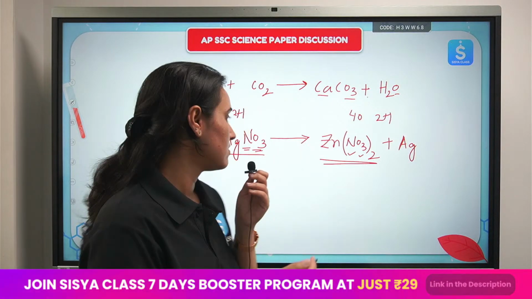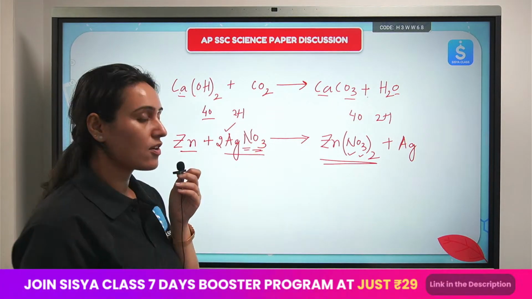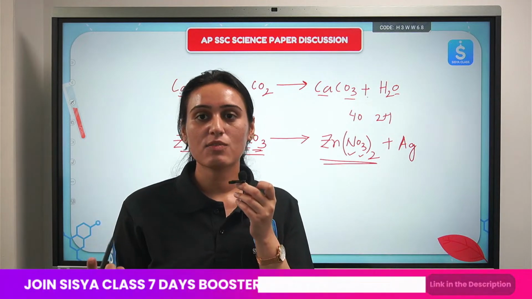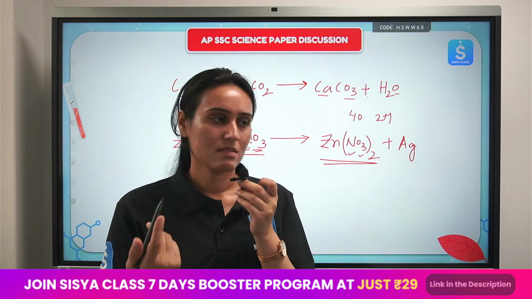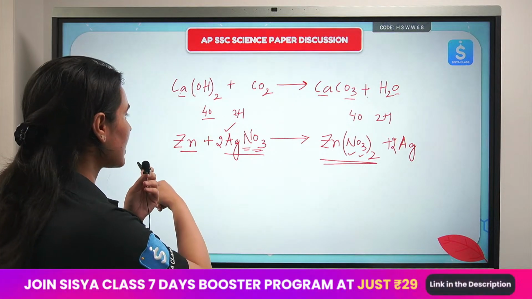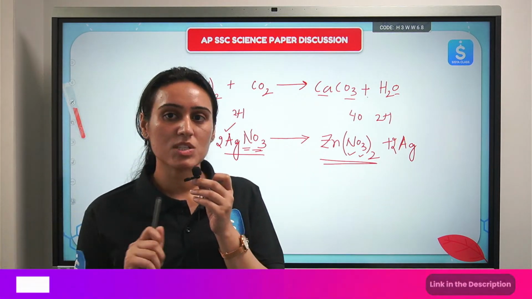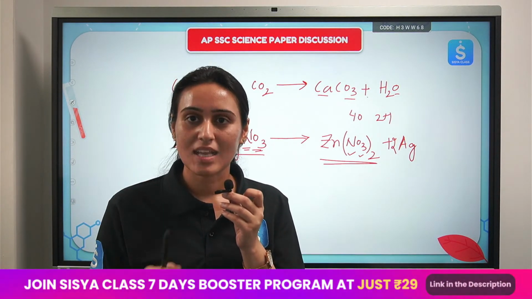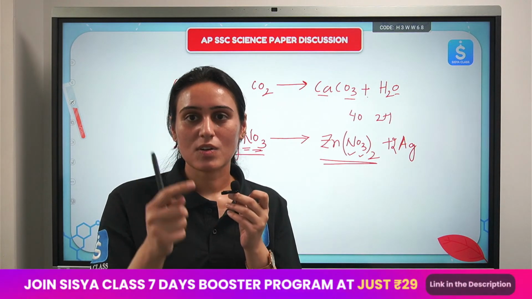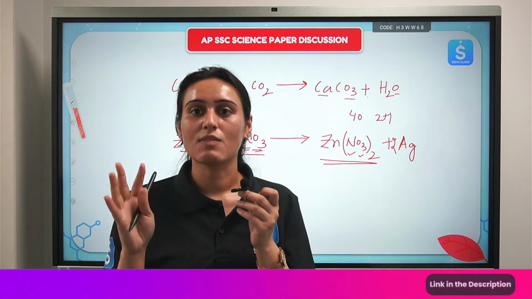But now the silver is off. I have 2 silver atoms on the reactant side. I have only 1 silver atom on the product side. That is simple. Just place a 2 here. Now you can clearly see the equation is very much balanced. All the atoms are same on the reactant and the product side. These are the steps you have to follow. Now try to see the next one. It is even more simpler.